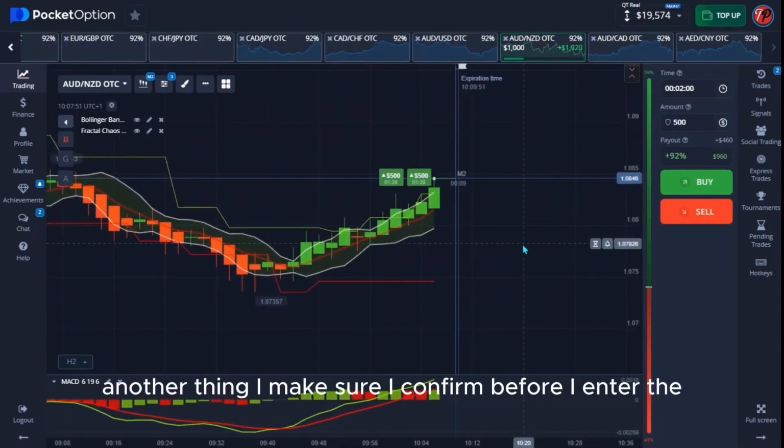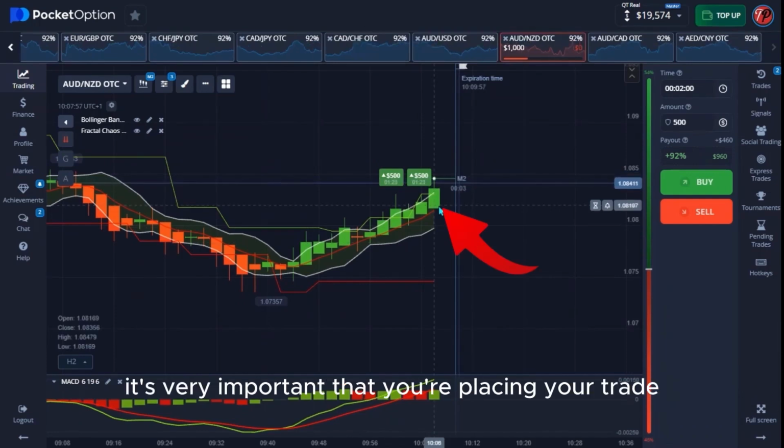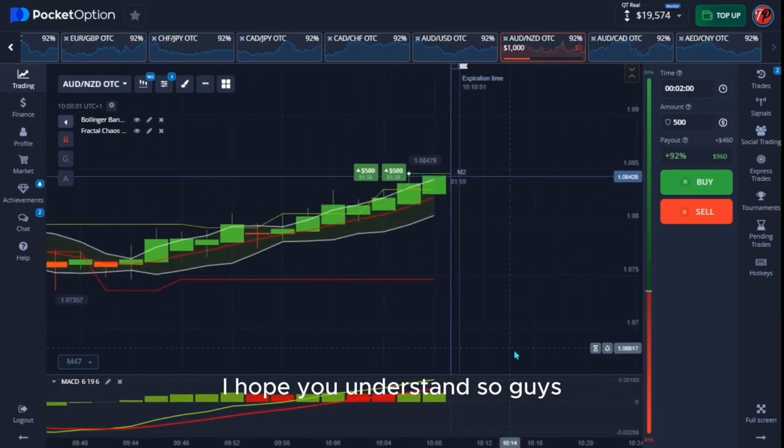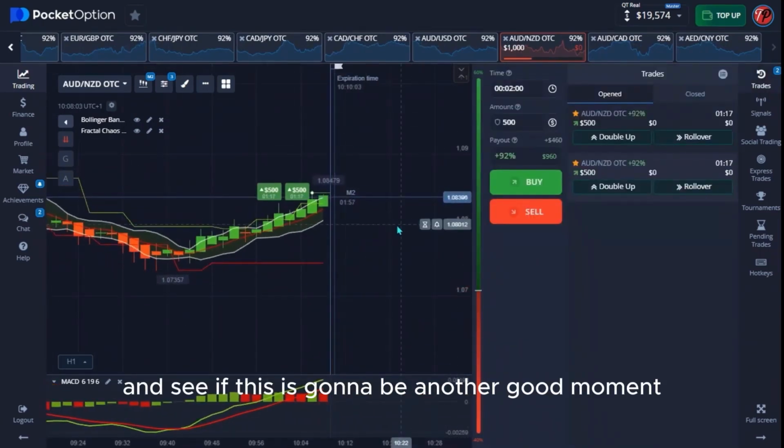Another thing I make sure I confirm before I enter the trade is my candlestick. It's very important that you're placing your trade only on a very strong candlestick. I hope you understand. So guys, let's wait and see if this is going to be another good moment.